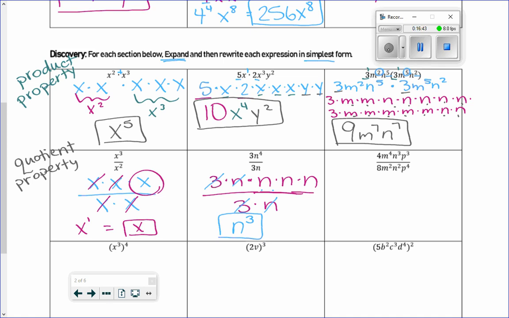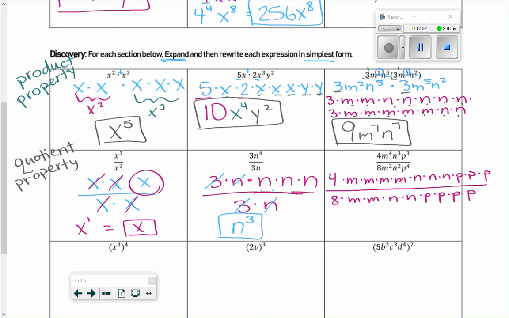Alright, expanding this one. It's going to be 4 times n times m times m times m times n times n times n times p times p times p, all over 8 times m times m times n times n times p times p times p times p. Okay, so expand it out. Again, I'll show you a way where we don't have to do that because yes, it takes time.